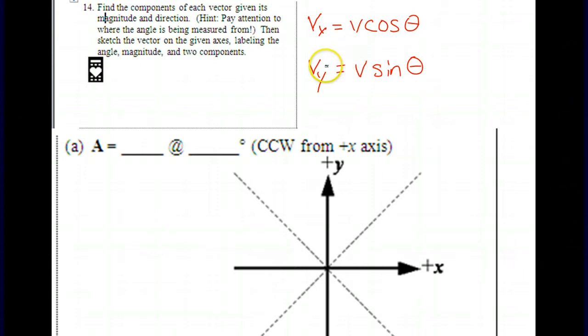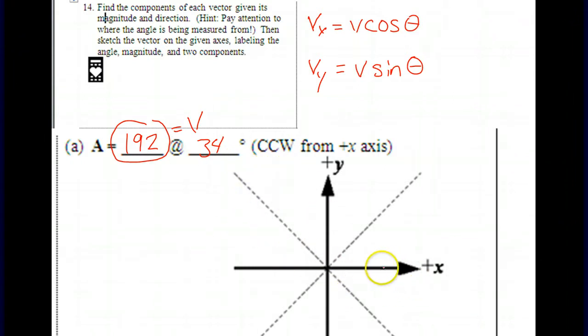And then for letter A, I have kind of a blanked out version of it, but what was your angle? What did they give you? 192 at 34 degrees. So this was the size of the resultant here, and this is going to be your V, right? That's your resultant. And then at 34 degrees counterclockwise from the positive x-axis.